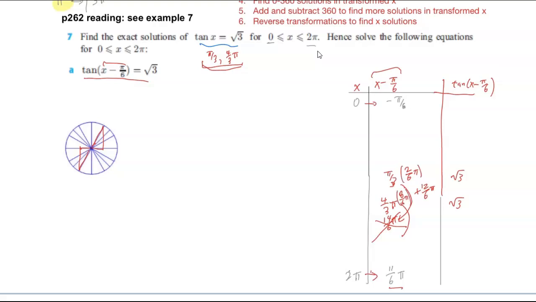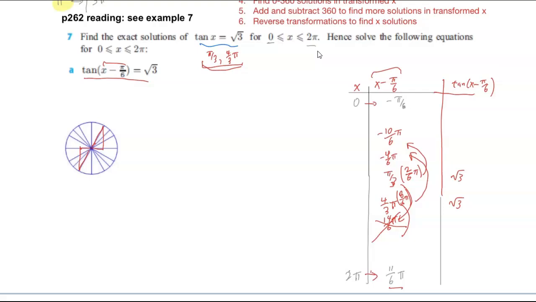Okay, 2/6 pi and 8/6 pi. Now what we're going to do is subtract 360 from each one. So let's do that. We're going to subtract 360 from 8/6 pi. So we're going to do 8/6 pi minus 12/6 pi, and that would be negative 4/6 pi. And then if we subtract from here, 2/6 pi minus 12/6 pi would be negative 10/6 pi.